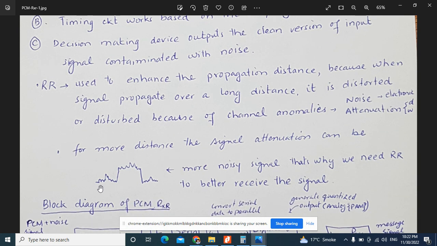If you do not insert a repeater or regenerator after a certain distance, and you increase the distance, then the signal will look like this. You can see in the signal there is more attenuation, and the signal is more noisy. So it is better to insert a repeater or regenerator after a fixed threshold distance, so that we can have a better signal.